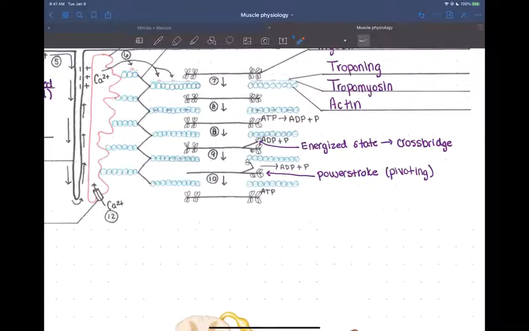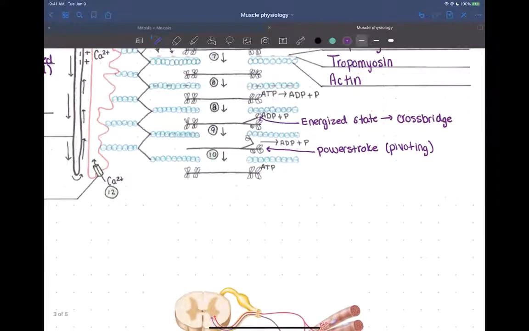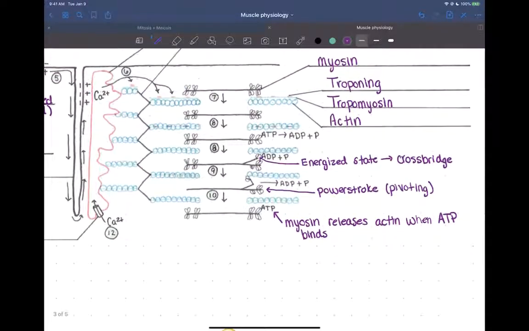And so to let go, ATP has to bind. So myosin releases actin when ATP binds. And so this process will repeat. It's going to release it, and then we can start back over up here.